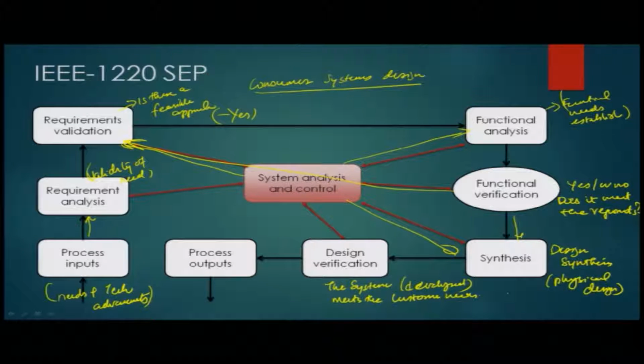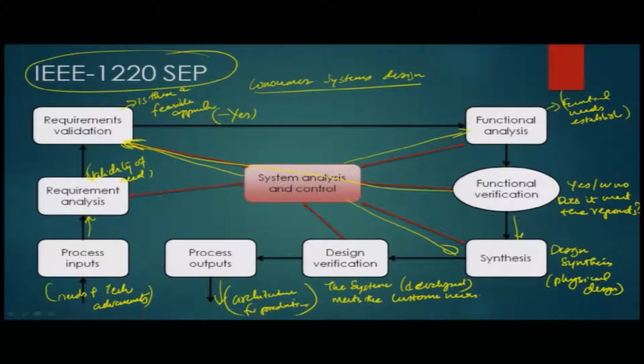So the design meets the customer needs, that is being tested here, and the output of this, as we said earlier, is that you get the architecture of the system, the architecture for production, as part of the system. You are again encouraged to study this standard and see what the systems engineering process involved in it is. The SEP, as we said earlier, stands for Systems Engineering Process.